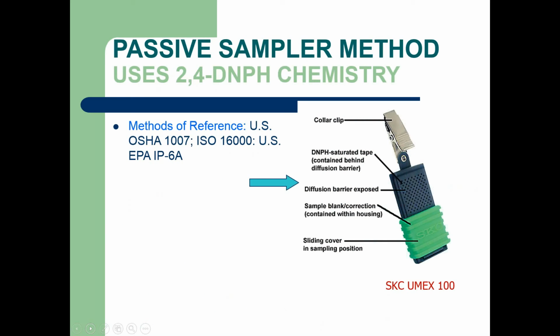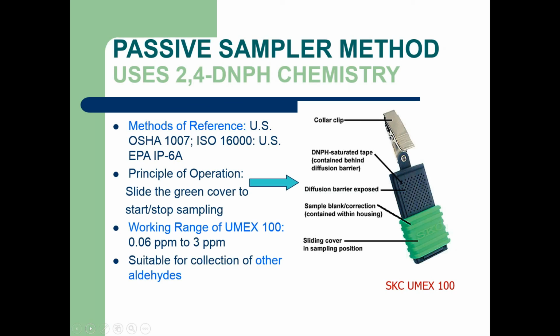Now, given the sensitivity of the DNPH chemistry, most passive samplers on the market are based on this concept. The methods of reference include US OSHA 1007. In this method, three brands of formaldehyde passive samplers were completely validated, including the SKC UMEX 100. The UMEX 100 shown here is very simple to operate. You simply slide the green cover down to start sampling, slide it up to stop sampling. The working range of this device is down to 0.06 ppm, and SKC provides sampling rates for other aldehydes.